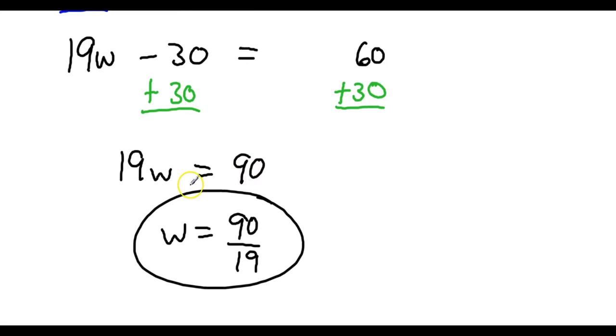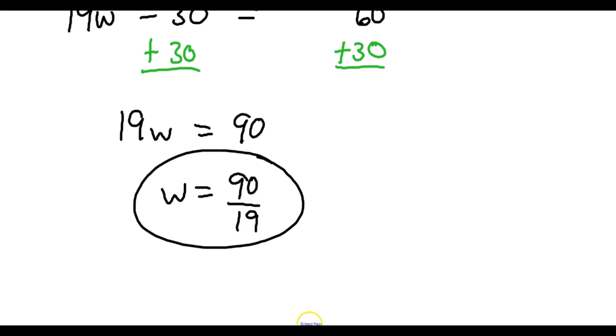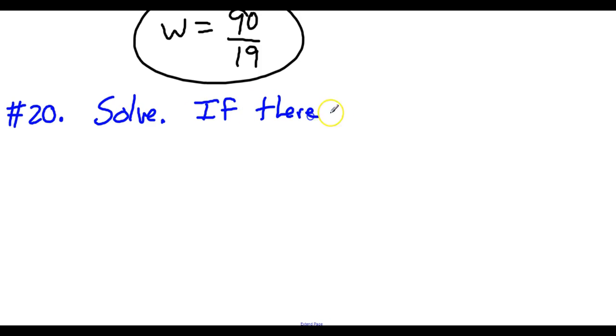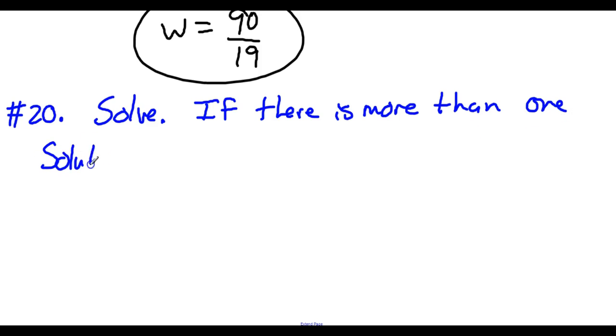The last one, however, can't let you get away with that one, right? Number 20 says to solve it, and if there's more than one solution, separate with commas.